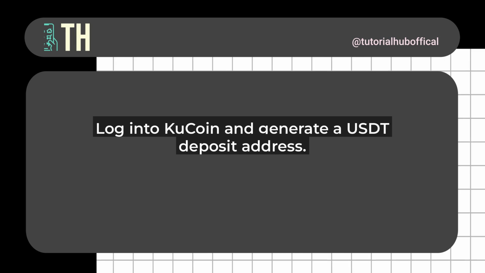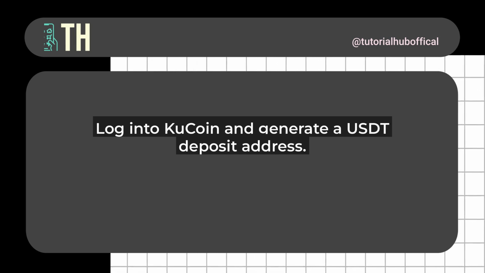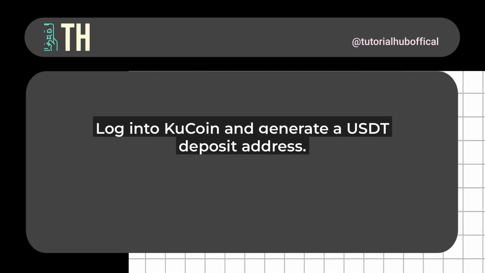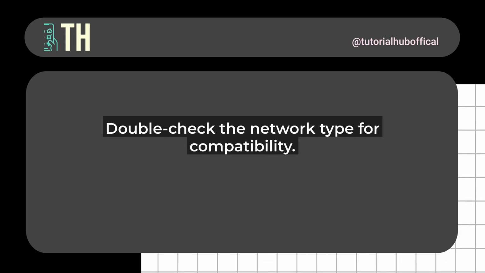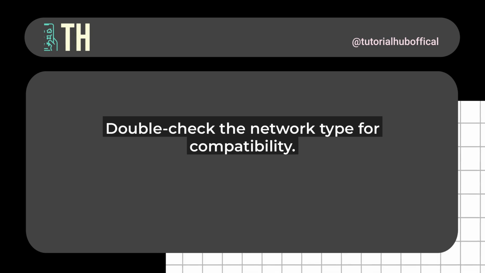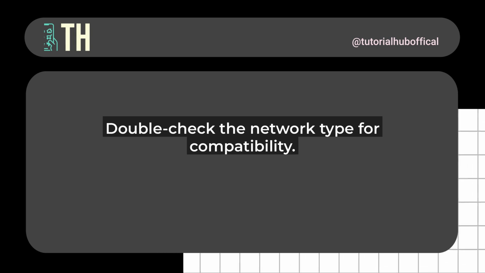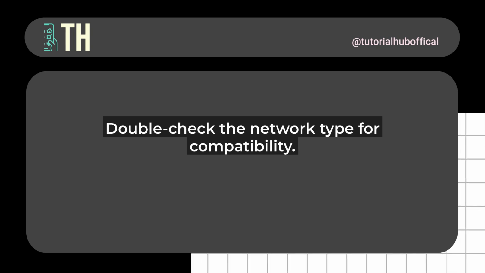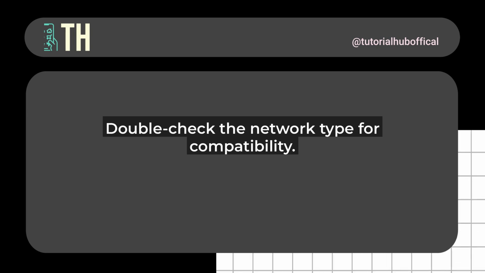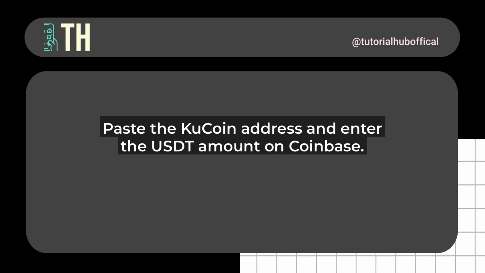Next, switch over to KuCoin. Log in and go to your wallet section. Select USDT and choose the deposit option. KuCoin will generate a unique deposit address for you. Double check that it's for the correct network, like TRC20 or ERC20, depending on what Coinbase uses for USDT. Copy that address carefully. One wrong character could send your funds into the void.